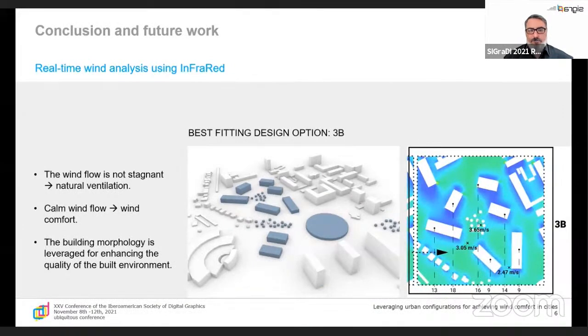With the proposed design approach, we can seamlessly and quickly predict the impact of the wind flow on the future designs, and reciprocally, leverage building morphology for enhancing the quality of the environment, for example, by addressing stagnant wind flow while providing outdoor wind comfort.